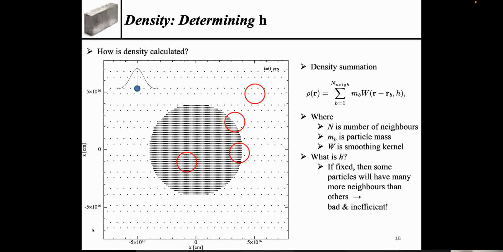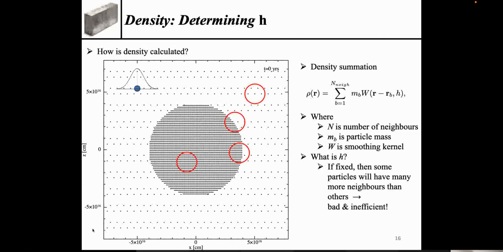For example, in this example, I've just drawn a bunch of circles that represent values of constant h. What we can see is if we're in the middle of the sphere and we use this value, we have a lot of particles within our neighbor, or within the 2h value. If we're in the middle of the background, like the top right example, we have very, very few particles within our 2h. And if we're near the border, we have somewhere in between. So is this a reasonable approximation?